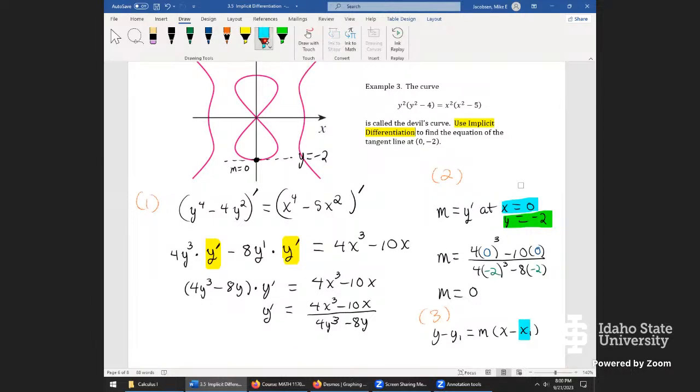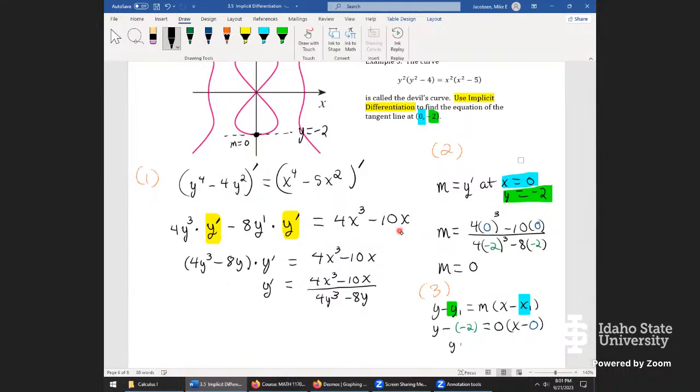Then we have a value for x1, it's 0. We have a value for y1, it's -2. And we even have a value for the slope. So it becomes y minus, I'm going to grab that -2 again, equals the slope m, which is 0, times x minus, I'll plug this in just to say we did, but it's just still 0. Then last thing, we have y plus 2 equals 0, and so y equals -2.